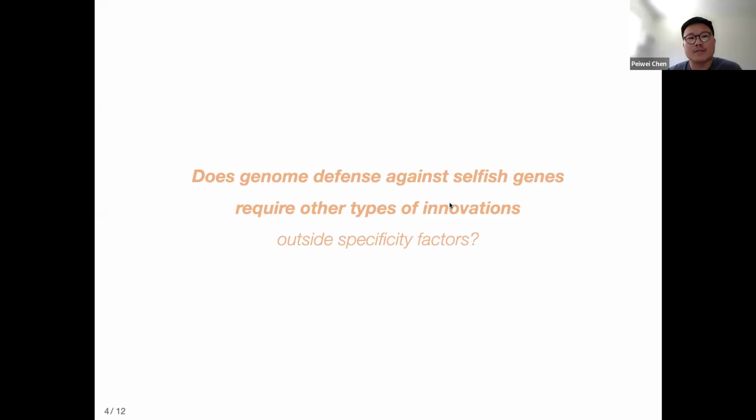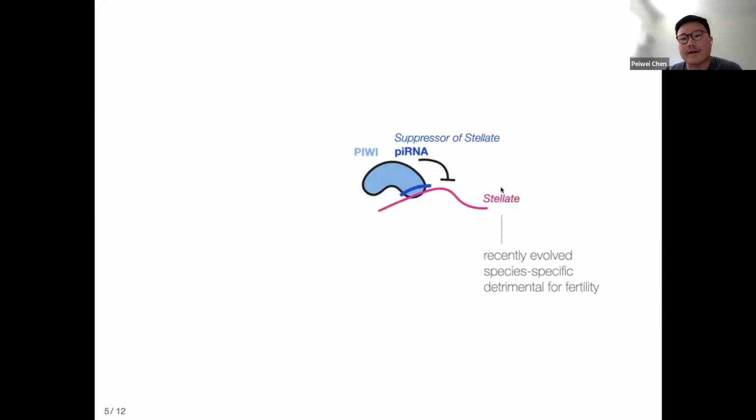Outside these factors that recognize the emerging selfish genes, we do not really know much about how lineage-specific selfish genes are controlled. To approach this question, I focus on a recently evolved selfish gene called STELA, which is only found in Drosophila melanogaster. But despite their recent emergence, silencing STELA is absolutely essential for fertility. The STELA RNA is recognized by recently evolved suppressor STELA piRNA, which is also only found in Drosophila melanogaster, but it protects fertility. In this case, the innovation of a new piRNA, a new specificity factor, allowed the conserved piRNA pathway protein machinery to recognize and control STELA.